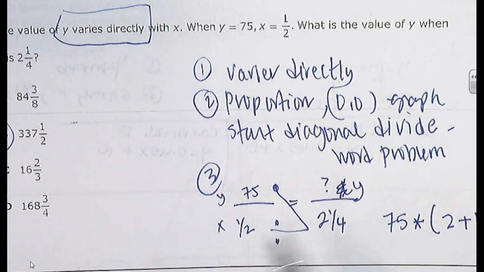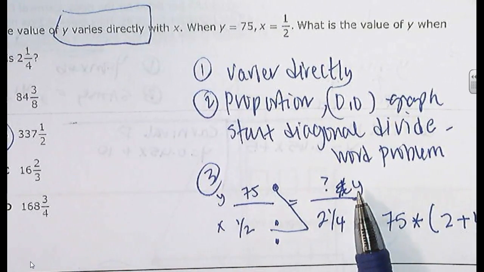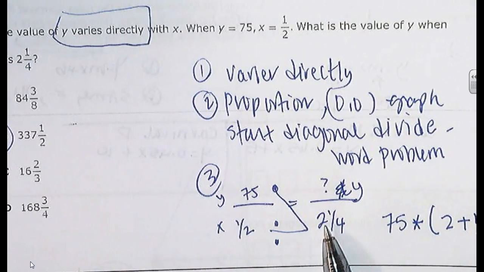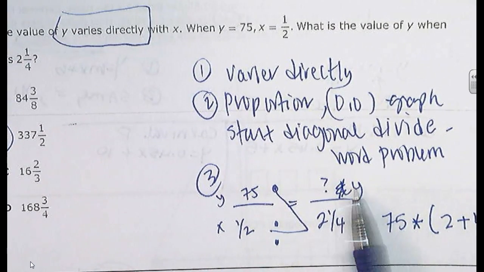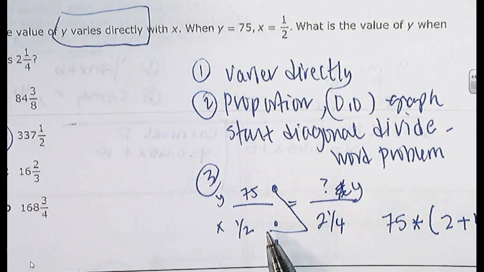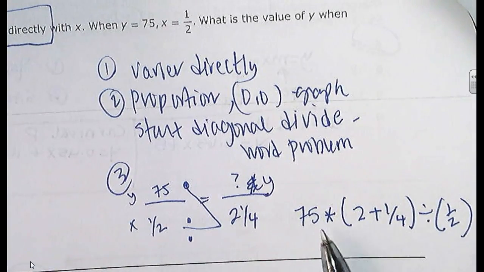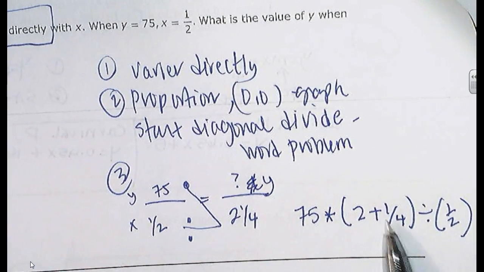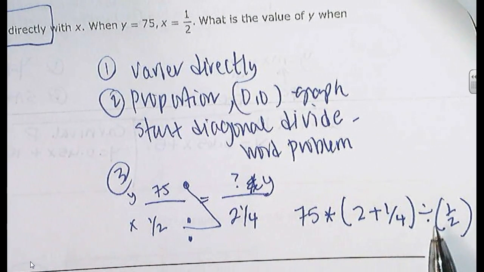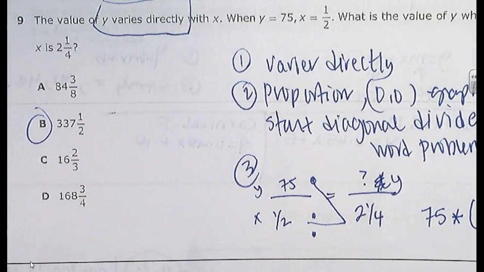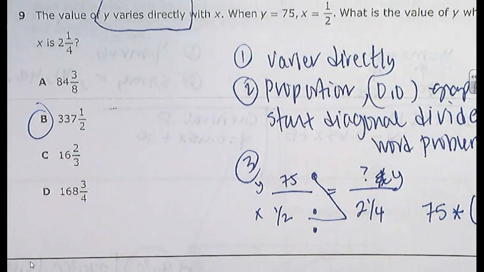And then it says, I don't know what y is. I'll get it in a minute. And then it says x is 2 1/4. So there's my start diagonal divide. Remember, here's my variable. Put my finger here, start diagonal divide, dot, dot. That's what it looks like in the calculator. And so you have 75 times parenthesis 2 plus 1 divided by 4 parenthesis divided by parenthesis 1 divided by 2 parenthesis. And if you push the enter button, you get 337. Pretty easy.